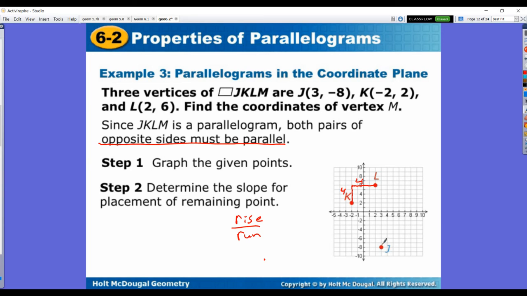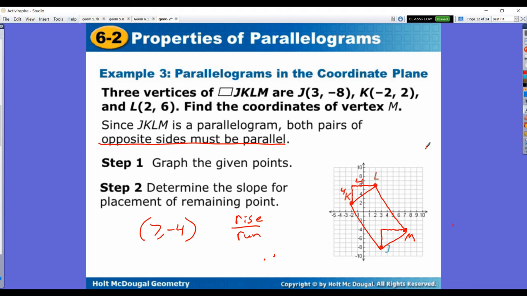I'm going to follow that same pattern down here for J. So I'm going up 1, 2, 3, 4, over 1, 2, 3, 4. All right, and that would be my location for M. M is going to be at 7, -4. Simple as that. You could draw the whole thing out to make sure you have yourself a nice parallelogram, see if it actually works. It's looking pretty good to me, so it's good to go.